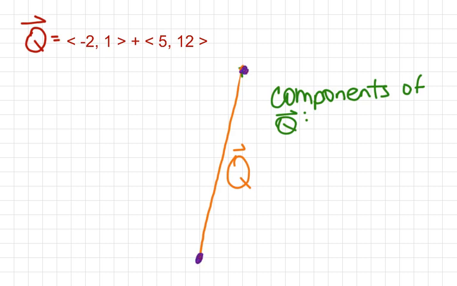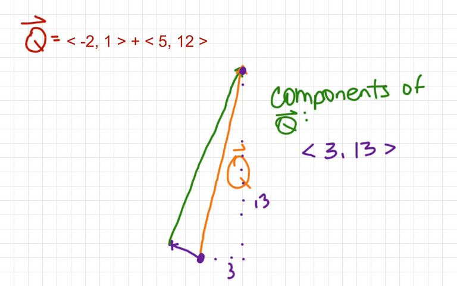And how do we get there? Well, we go over 1, 2, 3, and then we go up 1, 2, 3, 4, 5, 6, 7, 8, 9, 10, 11, 12, 13. When we write our components, we write it as a vector, so vector q is 3, 13, and that tells us about the direction and how far it goes. Now if I want to find the magnitude, in other words the length of this vector, how many units long it is, this is where we use the Pythagorean theorem.